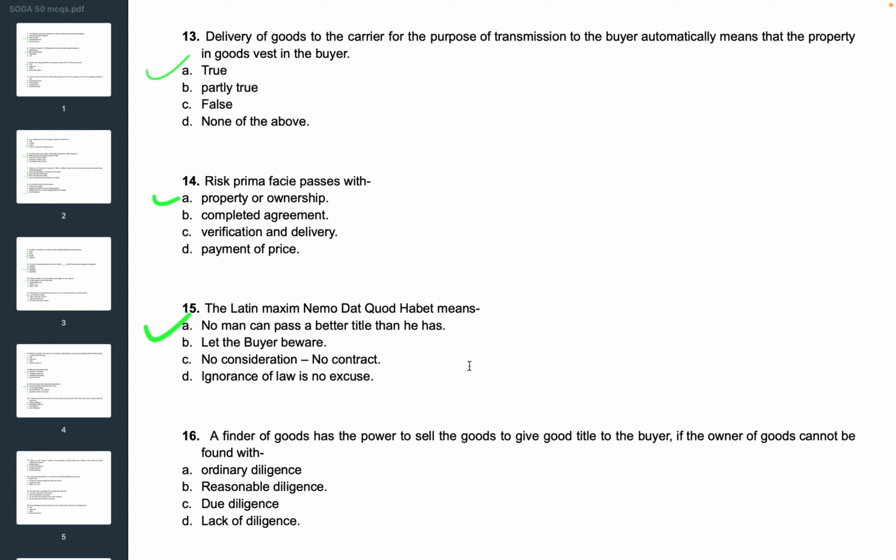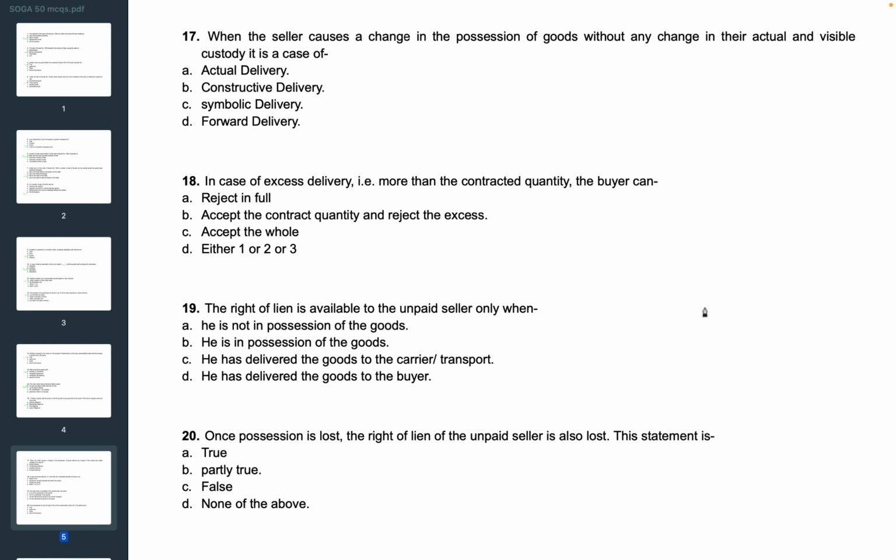Next question. A finder of goods has the power to sell the goods to give good title to the buyer if the owner of goods cannot be found with A. Ordinary diligence, B. Reasonable diligence, C. Due diligence, or D. Lack of diligence. The correct answer is B. Reasonable diligence.